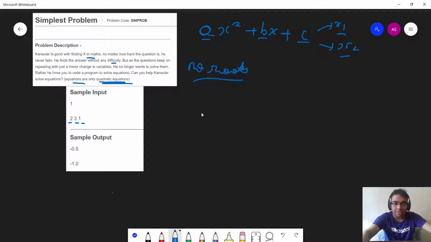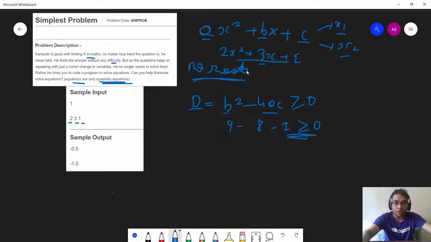In our high school mathematics, we learned the condition to check the roots. Basically, for roots to be real, the discriminant, which is the value of b square minus 4ac, should be greater than or equal to 0. So let us calculate the value for this case. Here my constants are 2, 3, 1. That means our equation is 2x square plus 3x plus 1, and I have to find the roots for this equation. My discriminant is b square minus 4ac, which is 3 square, 9, minus 4 into 2 into 1, which is 8, which equals 1, and that is greater than or equal to 0. Hence, I know that there are real roots for this problem.